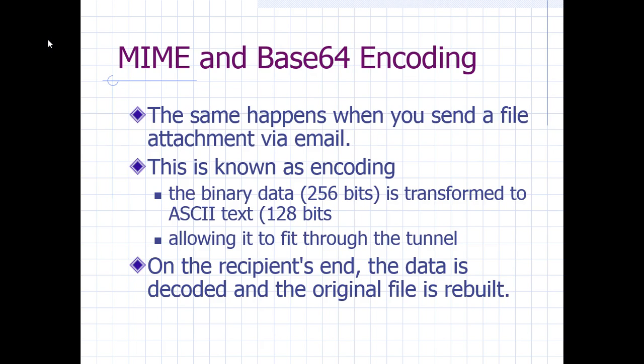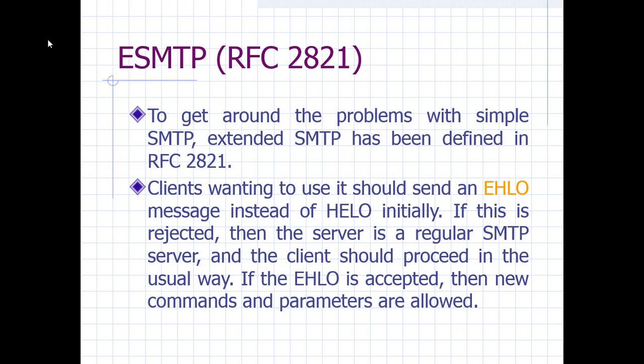This is called encoding. Encoding is basically that the binary data is transformed to ASCII text, allowing it to fit through the tunnel, because the tunnel is very small and you need to fit the entire attachment of the mail into it. On the recipient end, the data is then decoded and the original file is rebuilt.